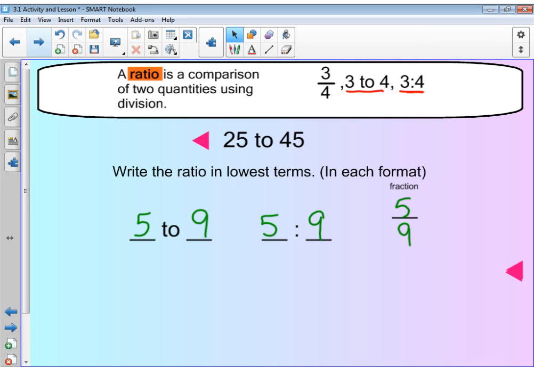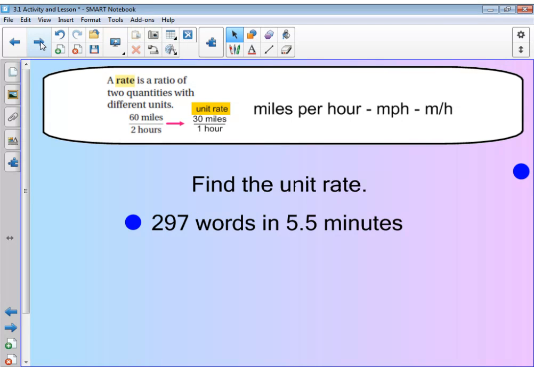Okay, so here 5 would go into each of those. So 5 would go into 25 5 times and into 45 9 times. So our ratio was 5 to 9. Okay, so that's working with a ratio and simplifying it.